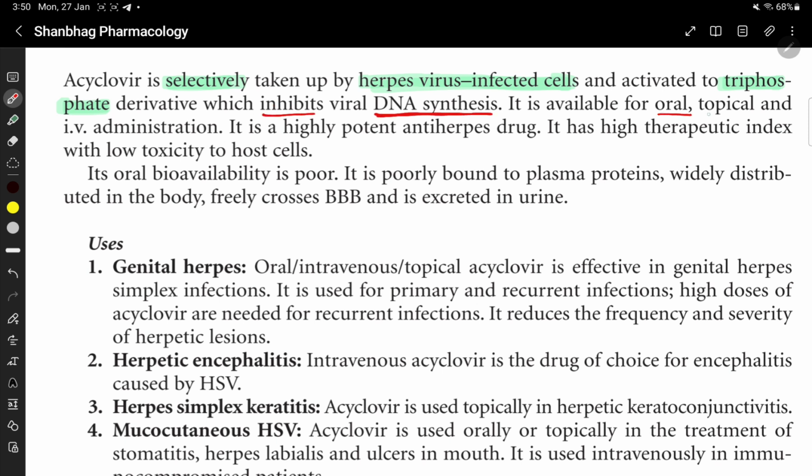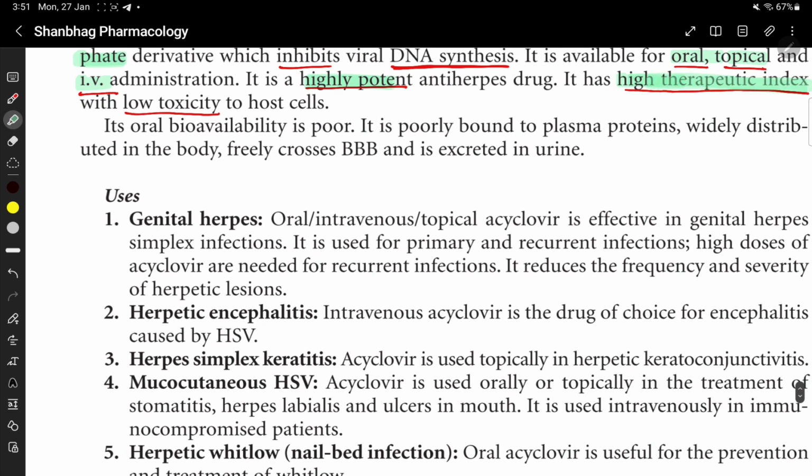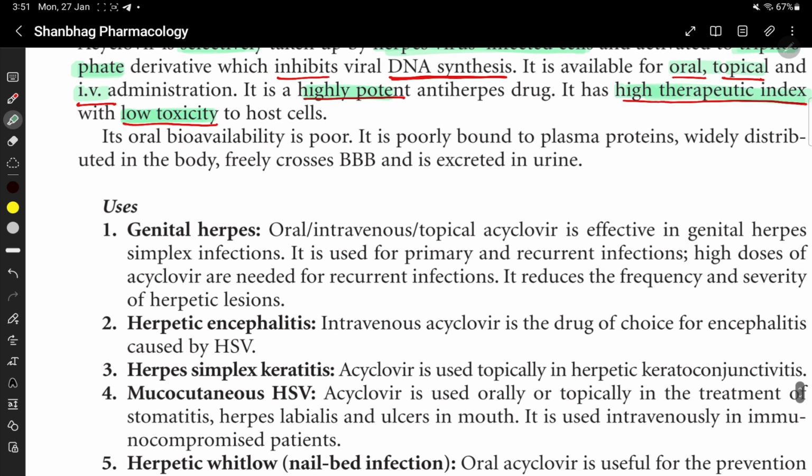It is available for oral, topical and IV administration. It is a highly potent anti-herpes drug. It has a high therapeutic index with low toxicity to the host cell.